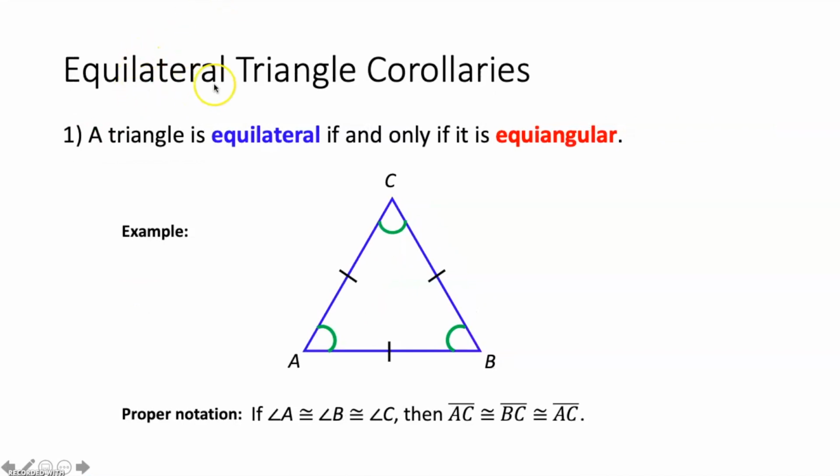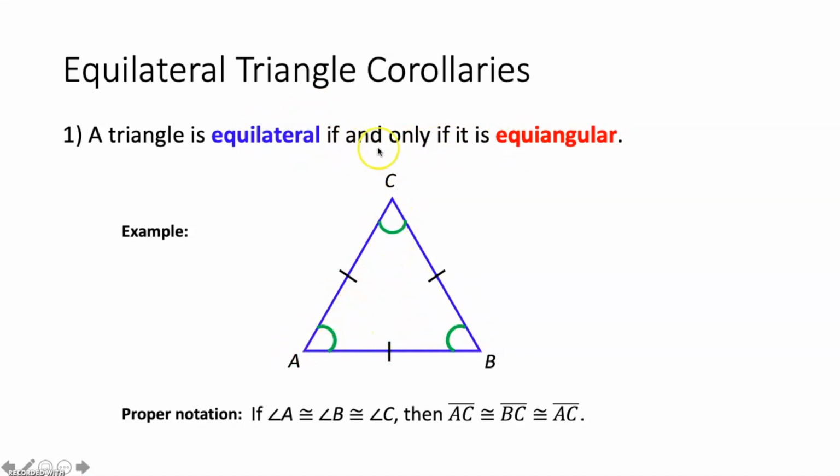Now let's talk about the equilateral triangle corollaries. The first one says a triangle is equilateral if and only if it is equiangular. So whenever you see a statement that says if and only if, that means that it works both ways. So a triangle is equilateral if and only if it is equiangular. So that's saying that a triangle, in order to be equilateral, in order for all three sides to be congruent, all three angles must be congruent.